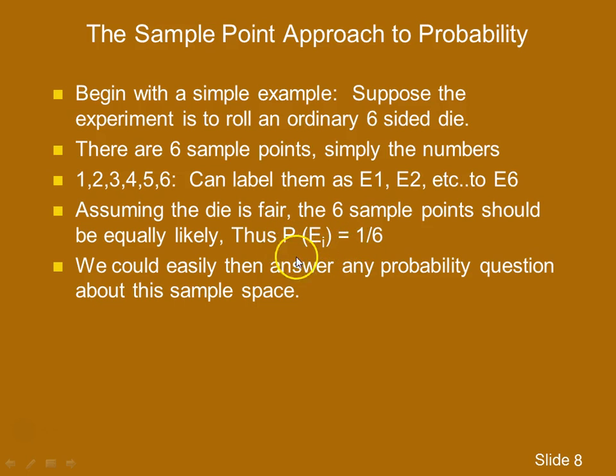Get used to this kind of notation. The capital P here stands for probability. The probability of Ei, or that sample point, is equal to 1/6. In this case, it would be very easy to answer any other probability question about this sample space.